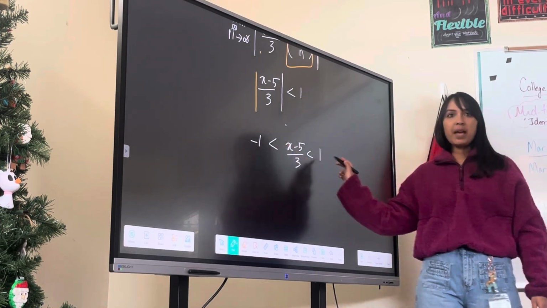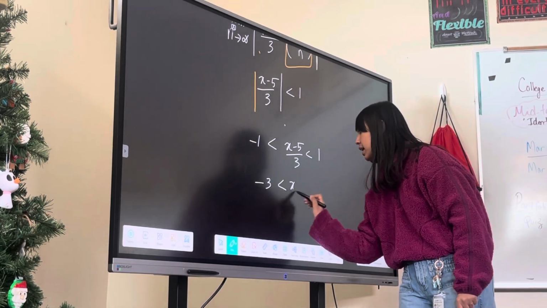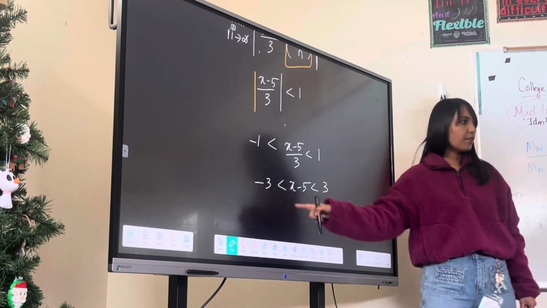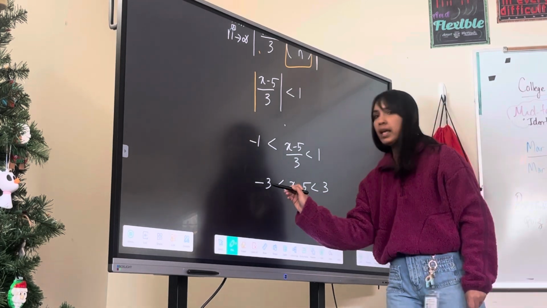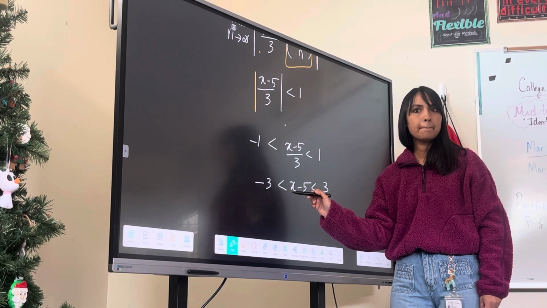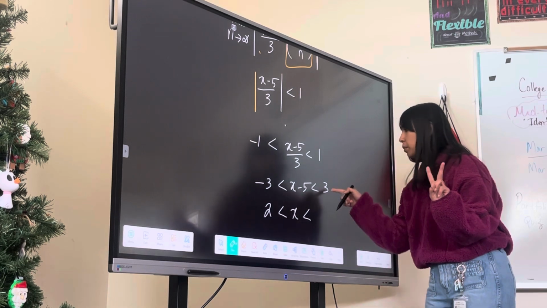Okay, now you're multiplying by 3 on both sides. So that'll be -3 less than this. And then you're adding 5 on both. -3 plus 5 would be 2. +2. 3 plus 5 is 8.